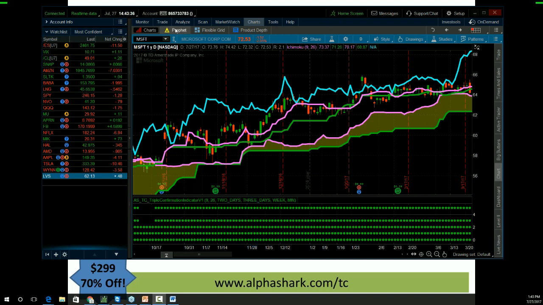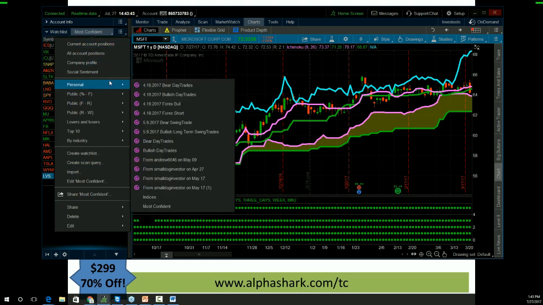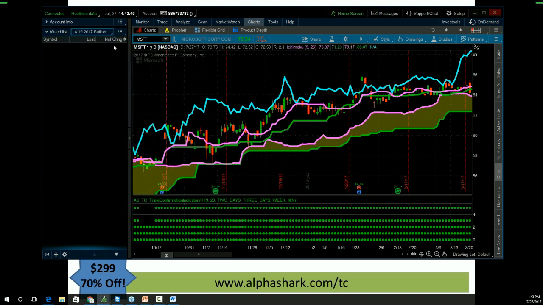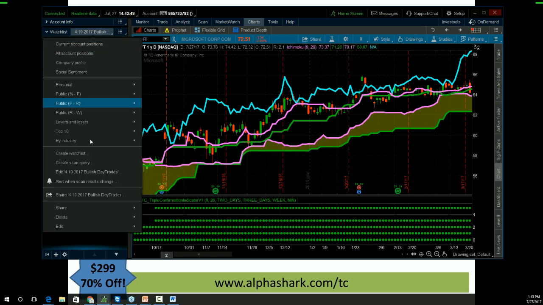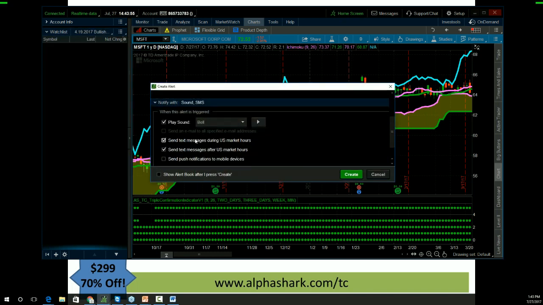Okay. There's also a way, if you set up your scan, you can get text alerts through Thinkorswim for free. So if I have a scan for bullish day trades, I can go in here and I can go to alert when scan results change, and I can send text messages. So through Thinkorswim, guys, you can get text messages.